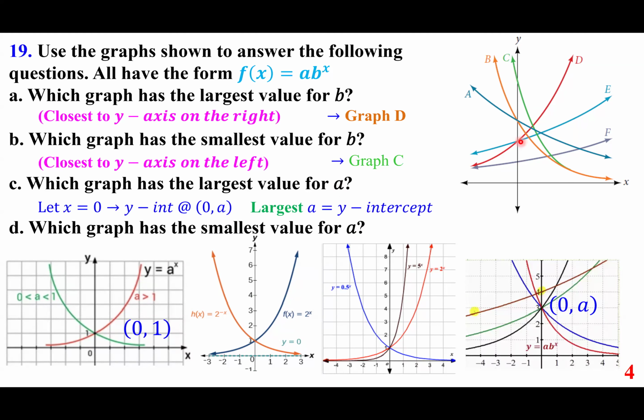So look at all those y-intercepts. Which one is the largest? Clearly, this is the largest one. So the green one, graph of C. Which graph has the smallest? Again, this is the y-intercept, this is the y-intercept, this is the y-intercept. The smallest one is this one, and that would be F.